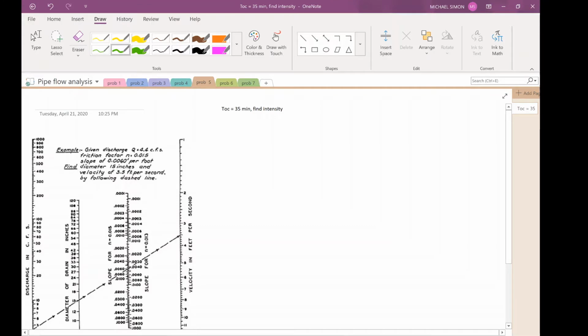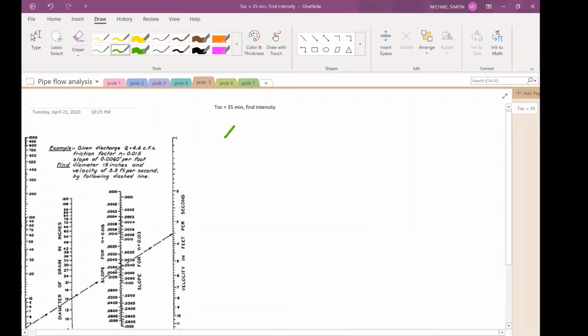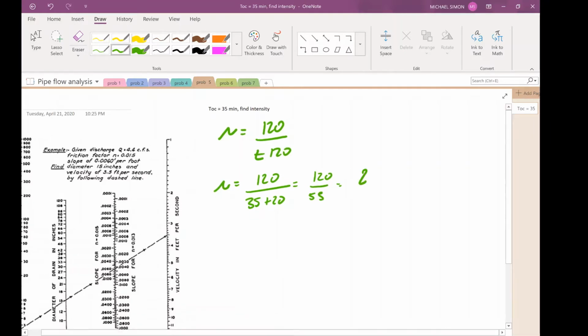So we have a time of concentration of 35 minutes. Find the intensity. So our intensity is 120 over T plus 20. So the intensity is equal to 120 over 35 plus 20, which is equal to 120 over 55. 120 divided by 55 is 2.18 inches per hour.